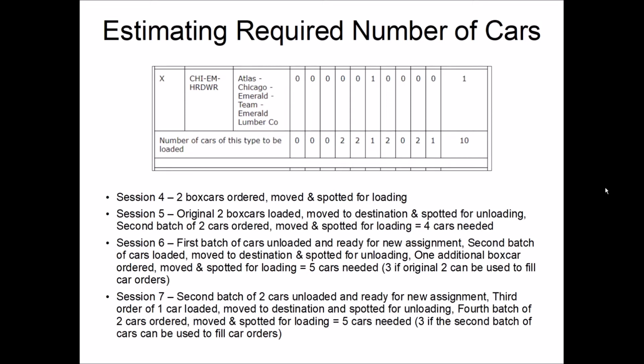Session 7, we have another 2 boxcars that were unloaded and ready for shipment. Those are the ones who were ordered in session 5. We still have that one car from session 3 moving, and now we have 2 more boxcars. So again, we'll need 5 boxcars on the system. Again, this is just an estimate, but it will give you an idea about how many of each type of car you will probably need in order to run the railroad based on the data you entered for your shipments.